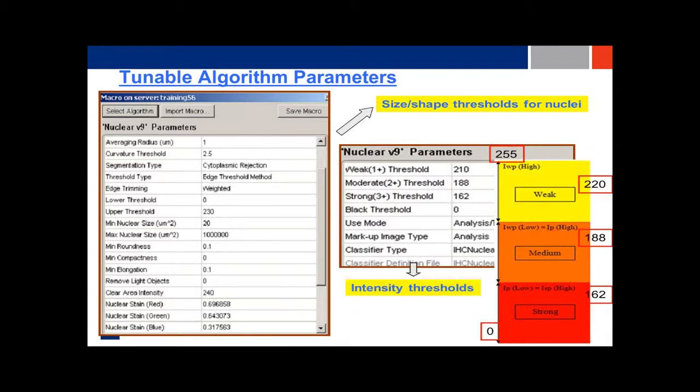And the second ones are your intensity thresholds. So what actually classifies a cell as a 1+, as a weak positive, or a strong positive, or a moderately positive? As you can see, intensity goes from 0 to 255, and you have these thresholds at different levels to actually bin those nuclei into each of these 1+, 2+, or 3+ bins.